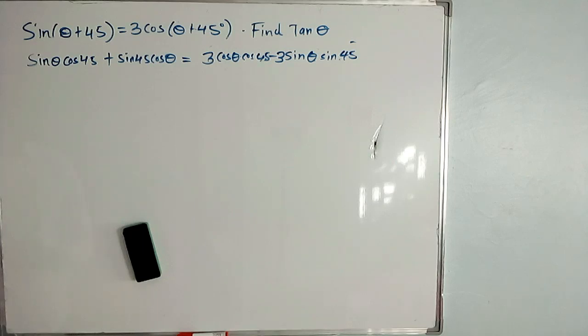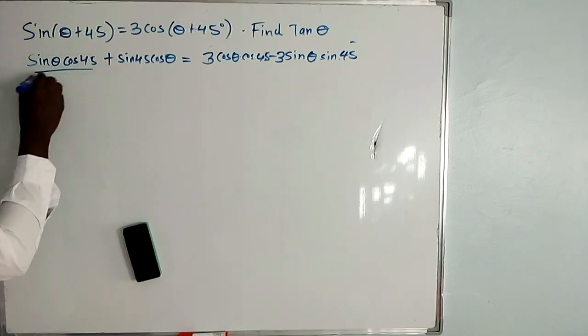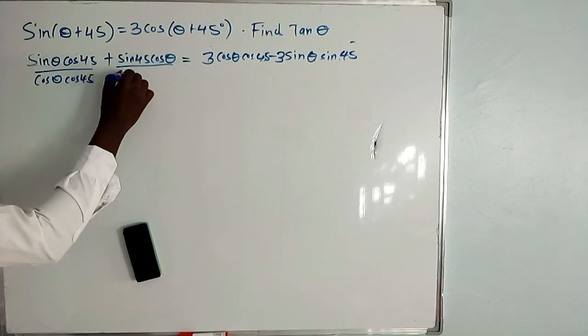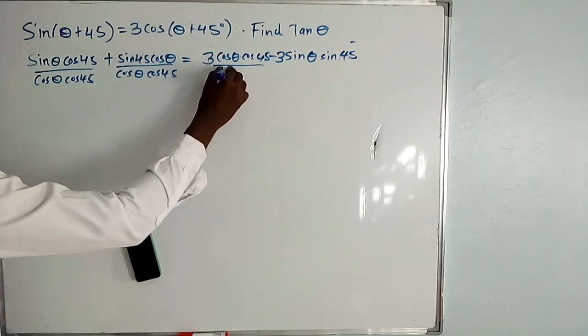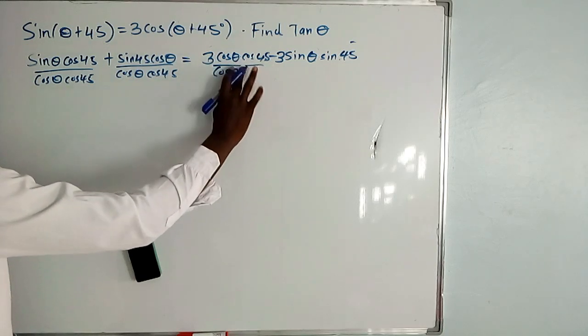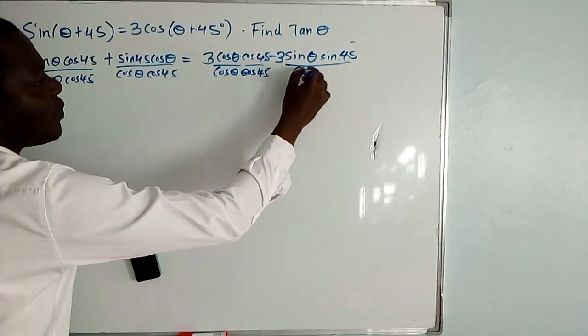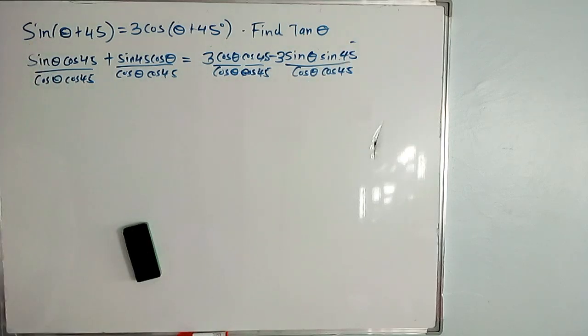So for us to get tan, we divide both sides of the equation by cos theta cos 45, isn't it? Are we together? So you divide it all through by cos theta cos 45, because we are looking for tan theta, which is sin over cos. We have two cos here, cos 45 and cos theta, so divide all through by cos theta cos 45 degrees.